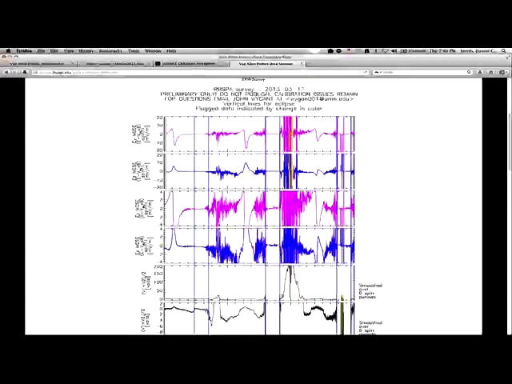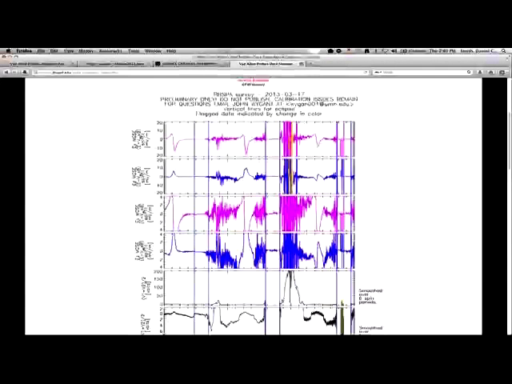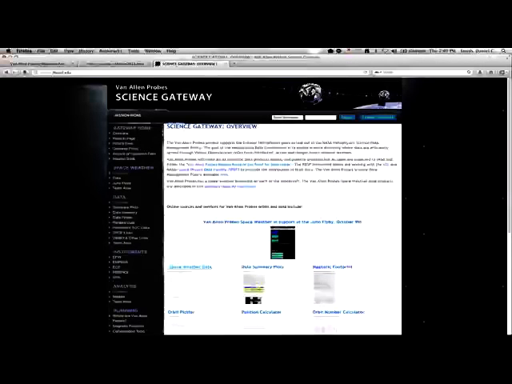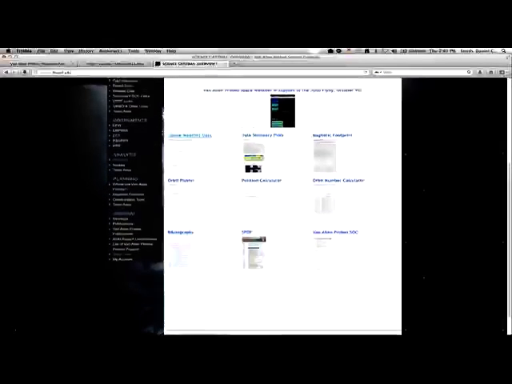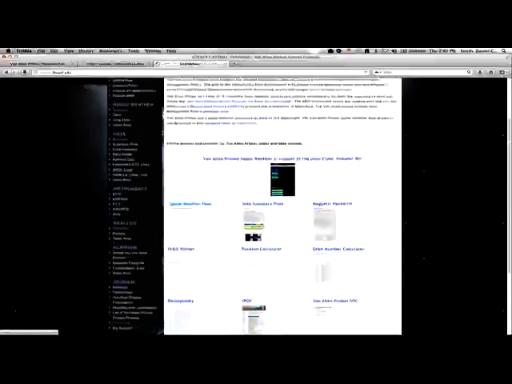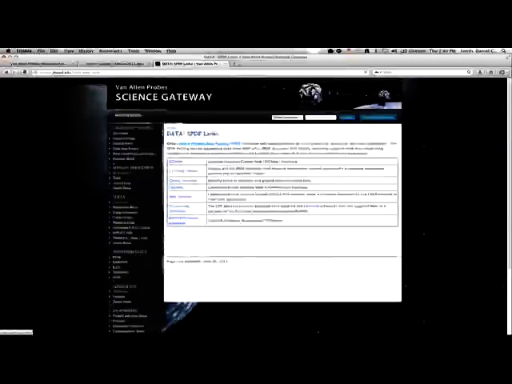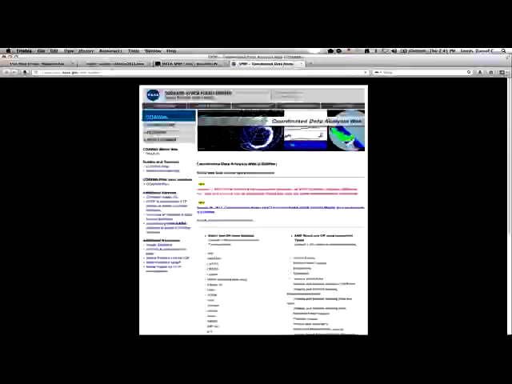So, should we jump into CDAWeb then? Sure. All right. So you can get to CDAWeb from the Science Gateway. We have a link, and let me see. Where is my link? Yeah, SPDF. SPDF is the Space Physics Data Facility, and CDAWeb is a user interface that allows you to grab the data you want. And John already has a nice little walkthrough written up for this.